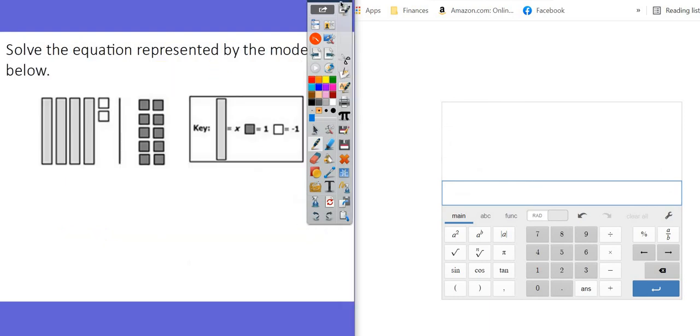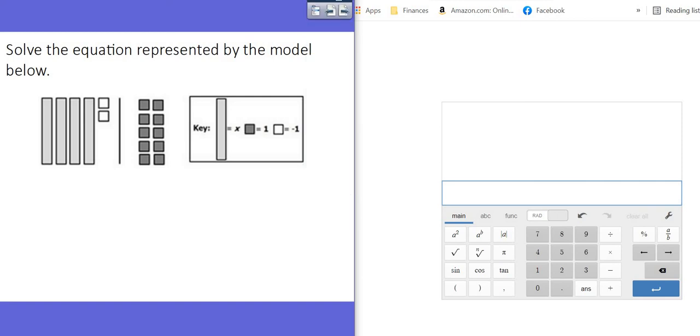Remember we told you that you were going to see some blocks? Well, here they are. It says solve the equation represented by the model. So let's look at our key. The long, tall rectangles are x's, so I'm actually going to label them x, x, x, and x. The white boxes are -1, so we've got a -1 there and a -1 here. And the shaded boxes are +1, so I'm just going to write ones on top of every single shaded box. And this line indicates equals.